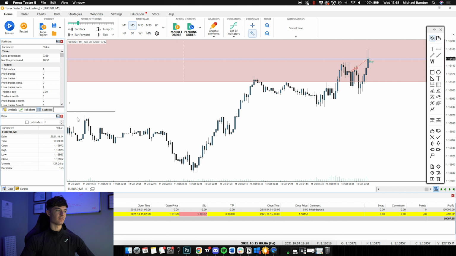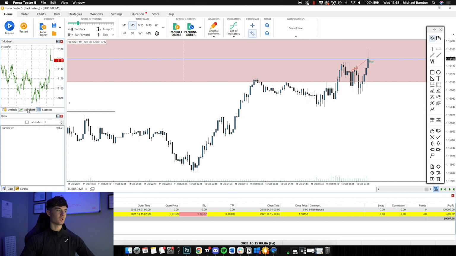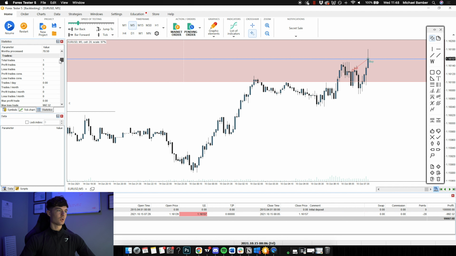So it just keeps track of everything there. And then you've got so many different things in here that you can actually use. So here's what you've got: total trades, profit trades, loss trades, consecutive profit trades, consecutive loss trades, trades per day, trades per month, profit trades per month, loss trades per month, max profit trade. You've got all these different stats which are very useful for your data analysis. So if you wanted to use this in hindsight, then you can.